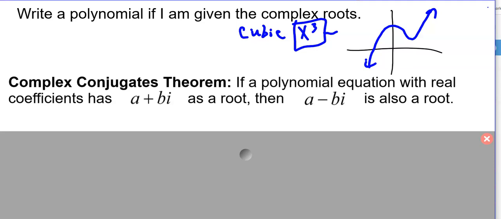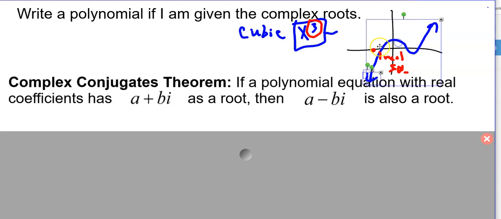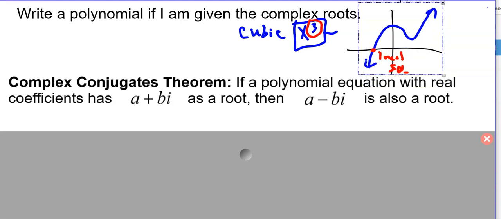It might have a squiggle in the middle here, but it has that behavior. So the solutions are where it crosses the x-axis. Well, you can see, here's what's weird. It has one real solution. It only crosses the x-axis once. But according to the fundamental theorem of algebra, there must be three solutions. And so the other two, well, it doesn't cross the axis. If that had come down a little bit lower, maybe if it looked like this, we'd have a couple more solutions there. But this particular graph didn't do that.